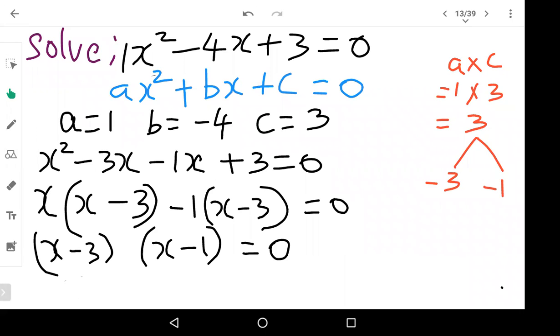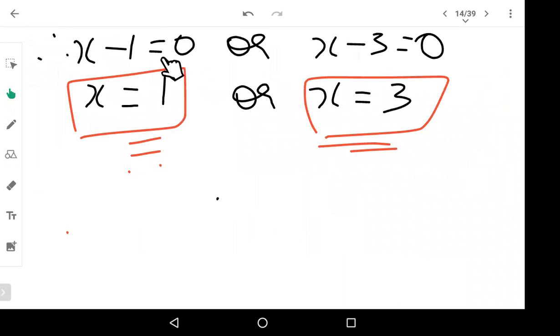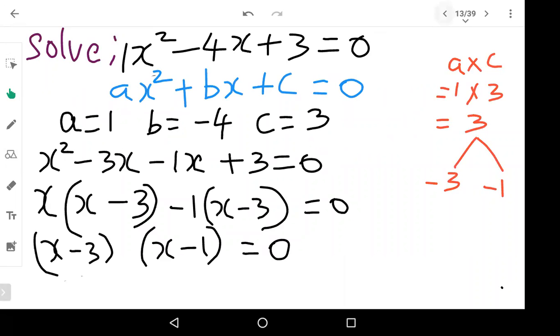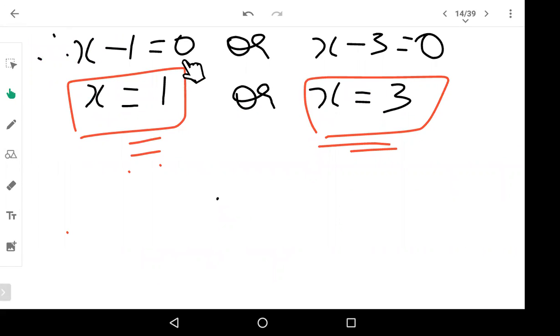In the next step, x - 1 is equal to 0. We have just removed the brackets from here. So x - 1 = 0, or x - 3 = 0. Now we have two roots. Let us simplify this. x is equal to, if -1 goes to the other side, it becomes +1, and if -3 goes to the other side, it becomes +3. Therefore, the value of x is 1 or 3.